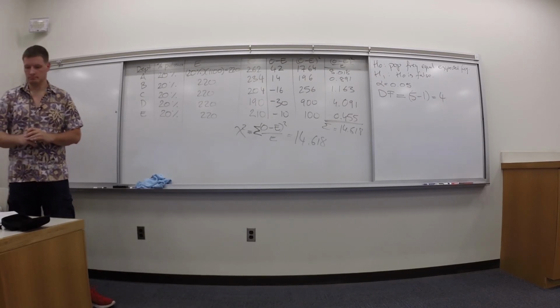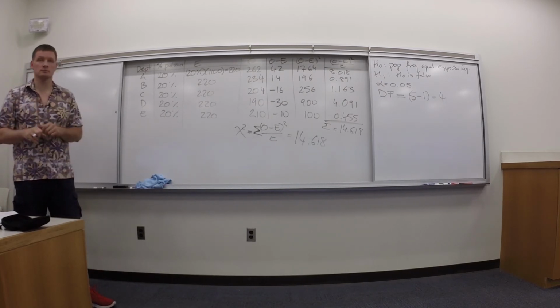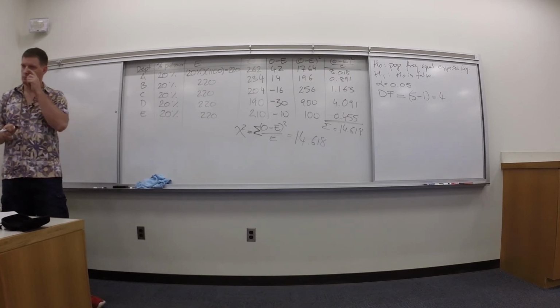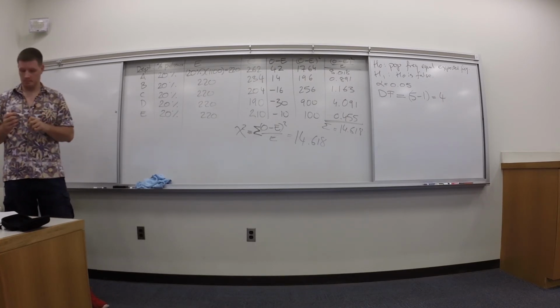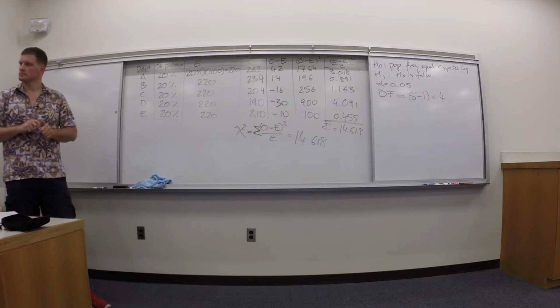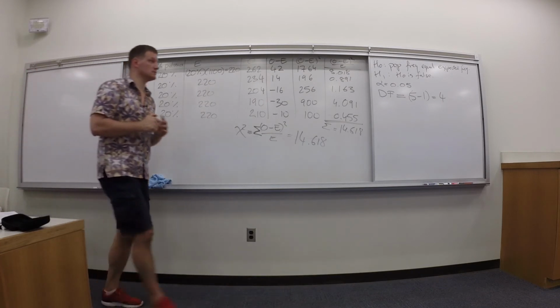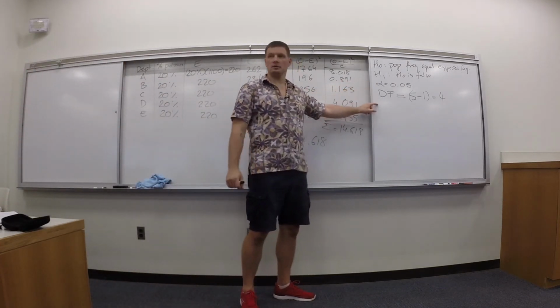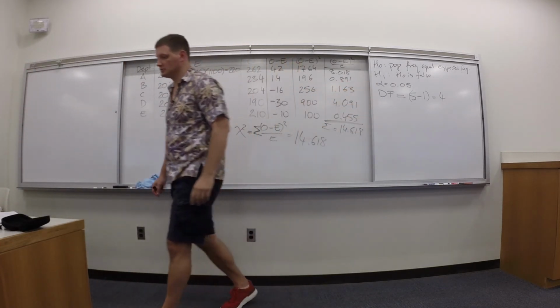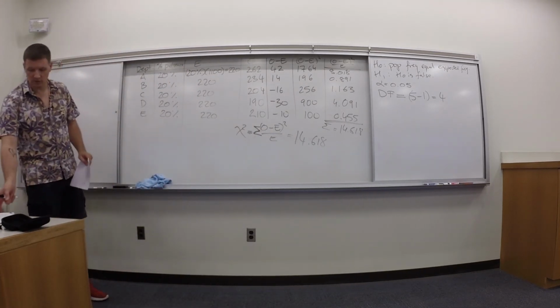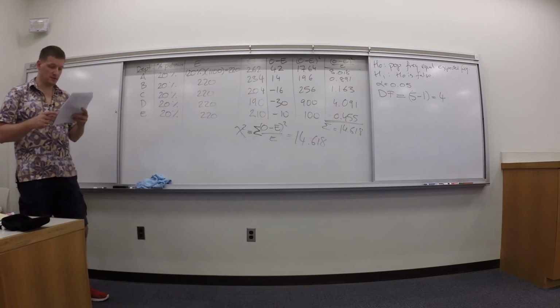Okay. My question is, is 14.618 too far? Well, we have to find our critical value. So let's look at the table. 5% and 4 degrees of freedom.